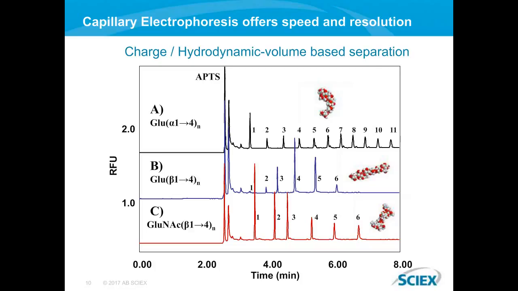As you see, in trace A, with the alpha 1,4 linkage, it's a helical structure. With the beta 1,4 linkage, it's a linear structure. And just based on this shape difference, the individual oligomers of these oligo sugar molecules are migrating differently in capillary electrophoresis, proving the extremely high separation power of this methodology, which again is based on just the shape of the molecule.